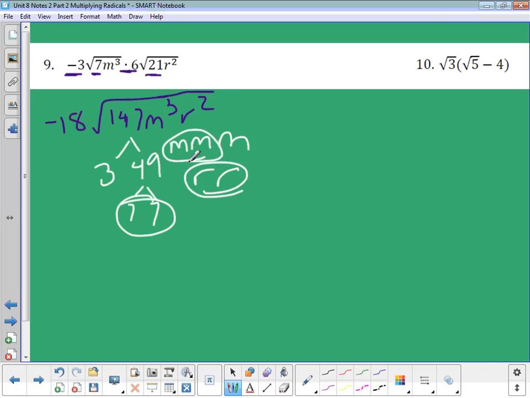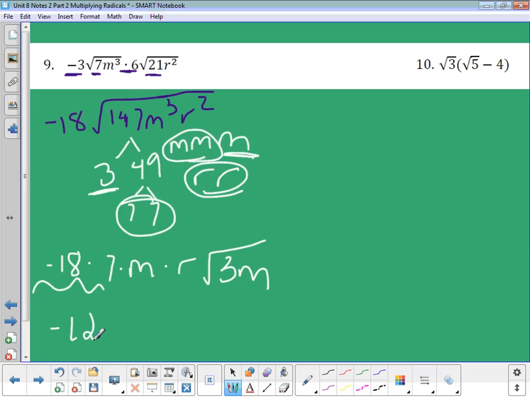So on the outside of my radical now, I'm going to have negative 18 times that pair of 7s times the m and times the r. Left underneath the radical, I have an m and a 3, so I have 3m. Multiplying these two together, I get negative 126, and then m, r, and then the square root of 3m.